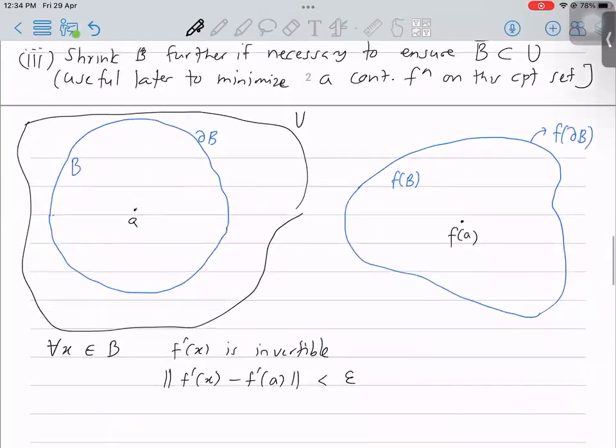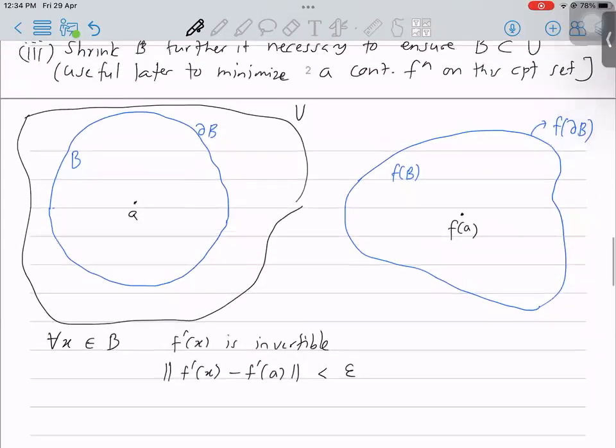Sir, can f of A be on the boundary? Good question. Can f of A be on the boundary? That's a good point, and it's a stark question. What we are going to show is that f of A itself has that ball. Remember, f of A is supposed to have an open set W around it, such that some open set around A maps bijectively to that. So we will see that f of A itself will not be on the boundary.